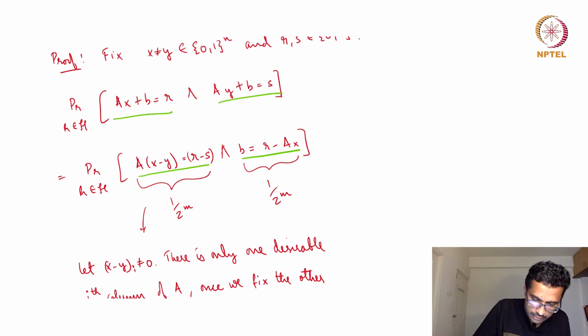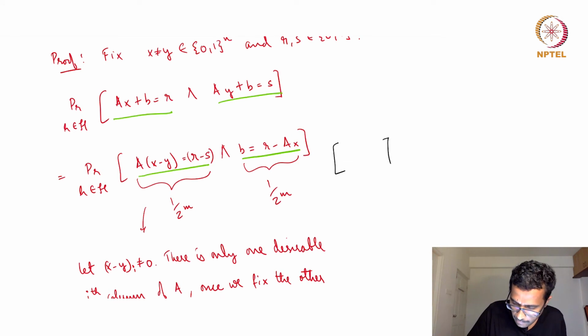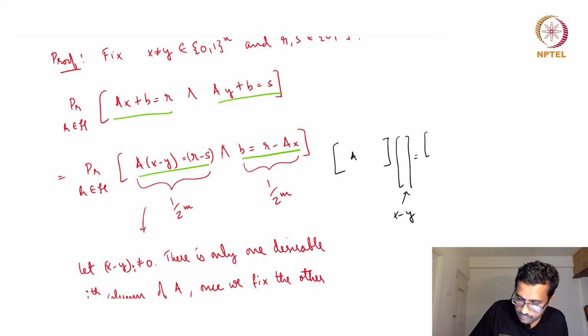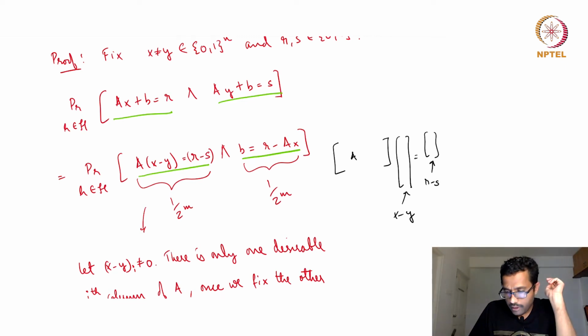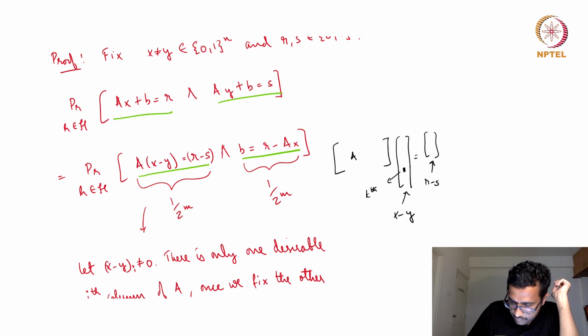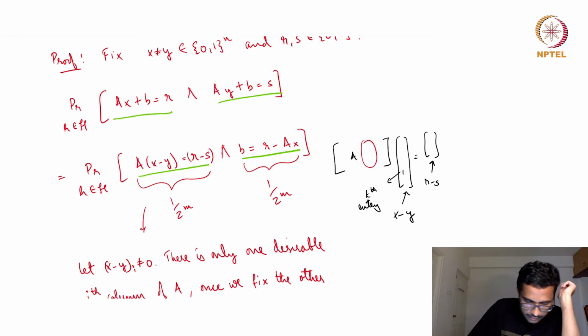I'll just explain. So this is A, multiplied by a certain vector. Let's say this vector is x minus y. This is equal to r minus s. What we know now is that x and y are not equal. So that means there is some entry here, let's say the kth entry, that is not 0. So that is 1. The kth entry is 1. Now look at the kth column here.